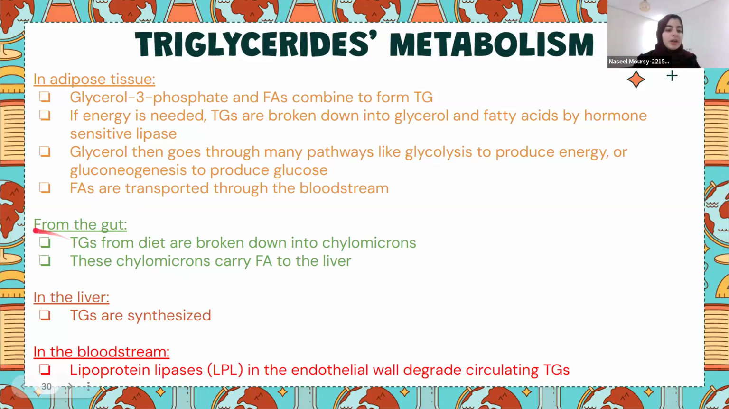Now from the gut, we've talked about how we have triglycerides in the diet, and they are packaged into chylomicrons, and these chylomicrons carry the fatty acids to the liver. The liver itself synthesizes triglycerides and packages them into lipoproteins. These lipoproteins are released into the blood, and in the blood we have lipoprotein lipases on the endothelial wall. Endothelium means the wall on the inside of blood vessels, and this enzyme breaks the triglycerides down to fatty acids and glycerol. So, is this concept clear about triglyceride metabolism?